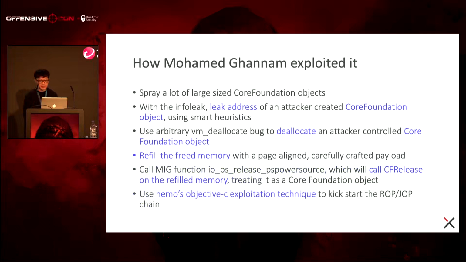So how did Mohammed Ghannam exploit this? Just to give a brief overview, first you spray a lot of large Core Foundation objects, and then using the info leak, leak one of the Core Foundation object's addresses, and then use the arbitrary free bug to deallocate the leaked Core Foundation object. And afterwards, refill the arbitrarily freed memory with a page-aligned and carefully crafted payload that holds the JOP chain. And finally, call a MIG function that calls CFRelease on the refilled memory, interpreting it as a Core Foundation object, which eventually kickstarts the JOP chain.